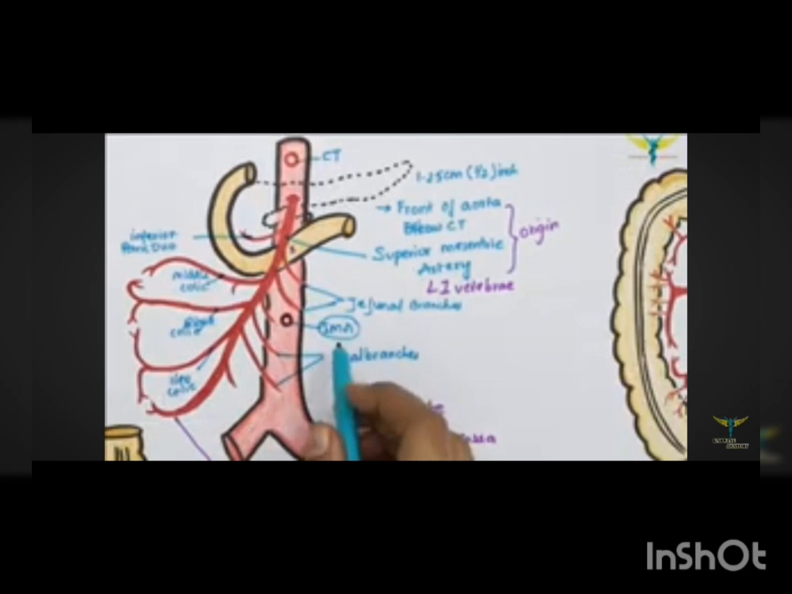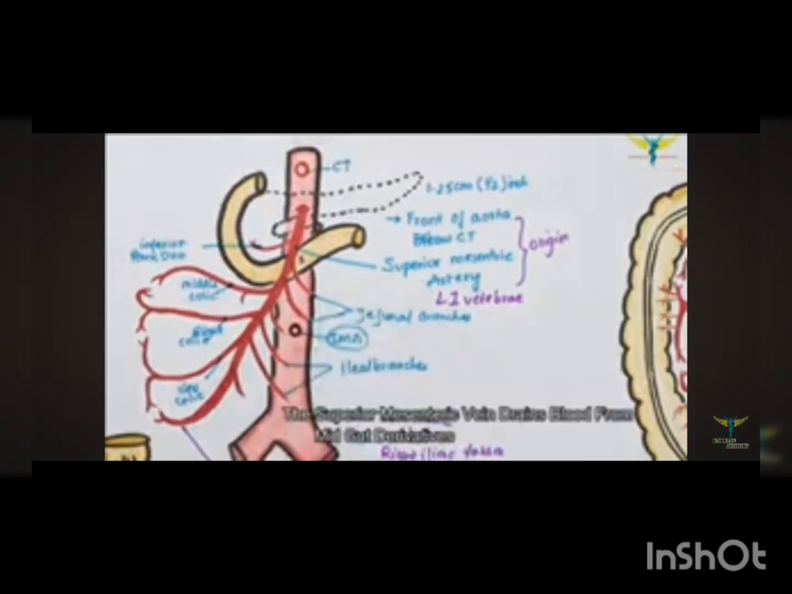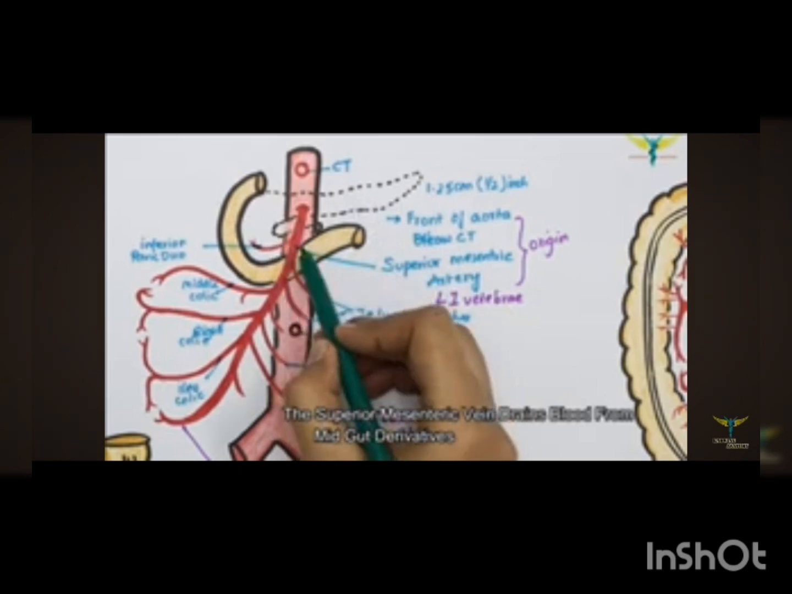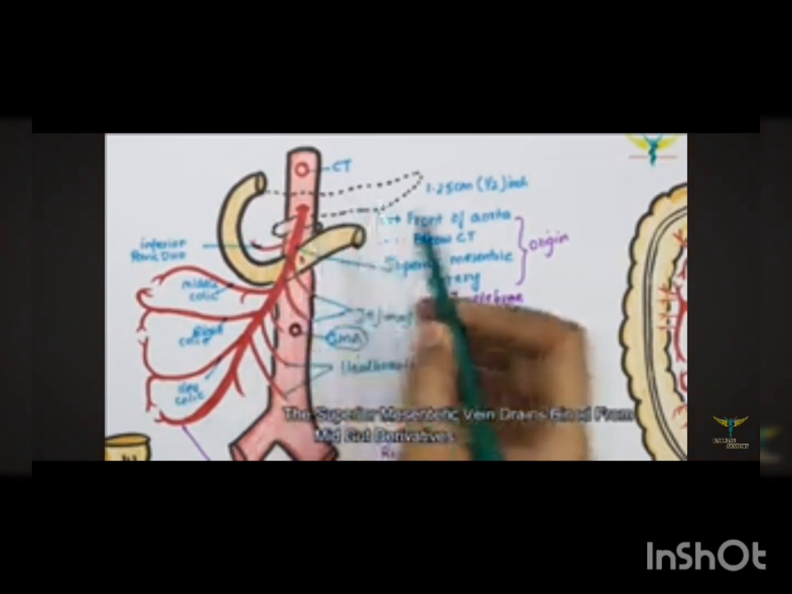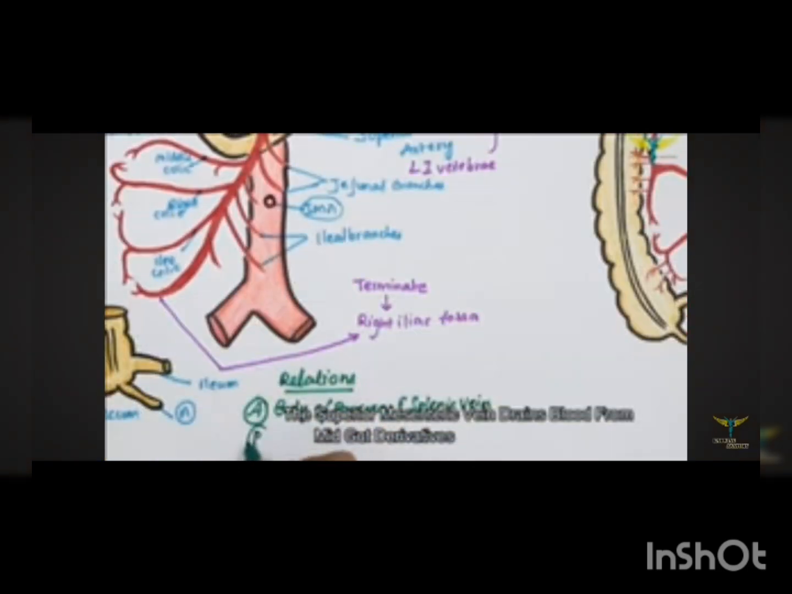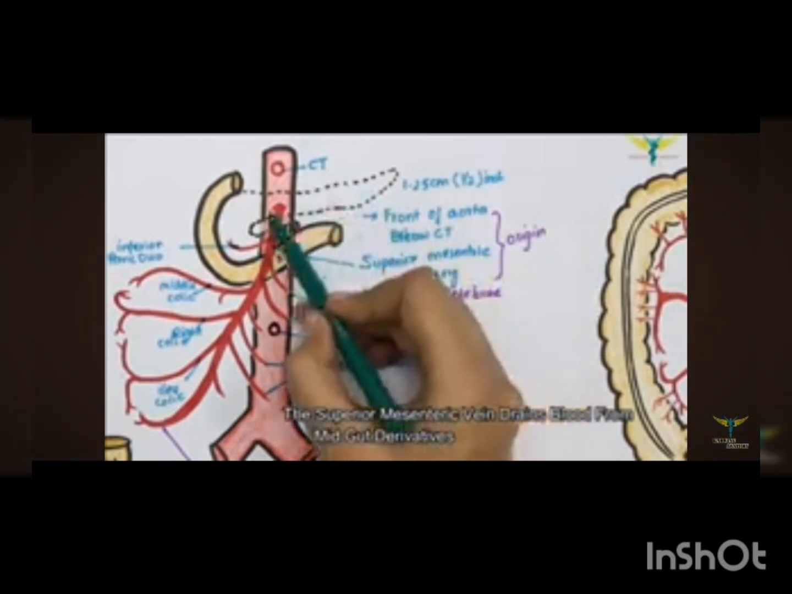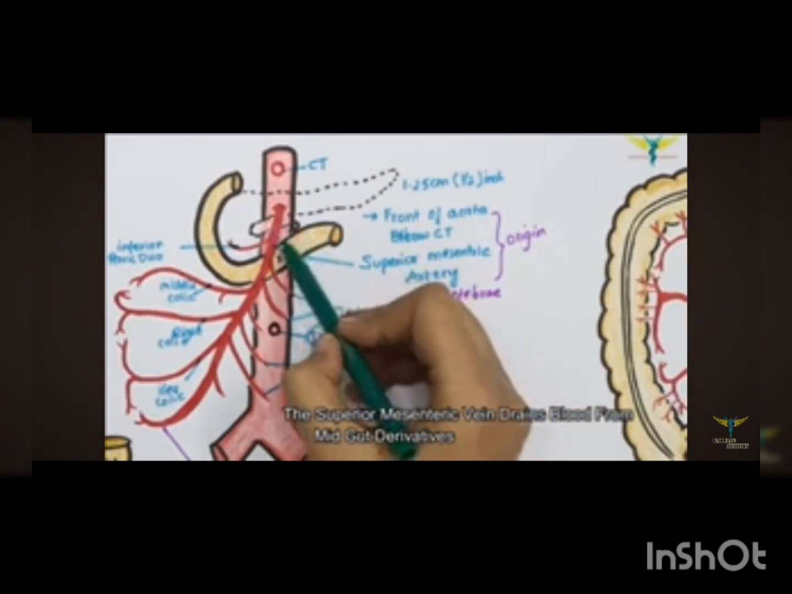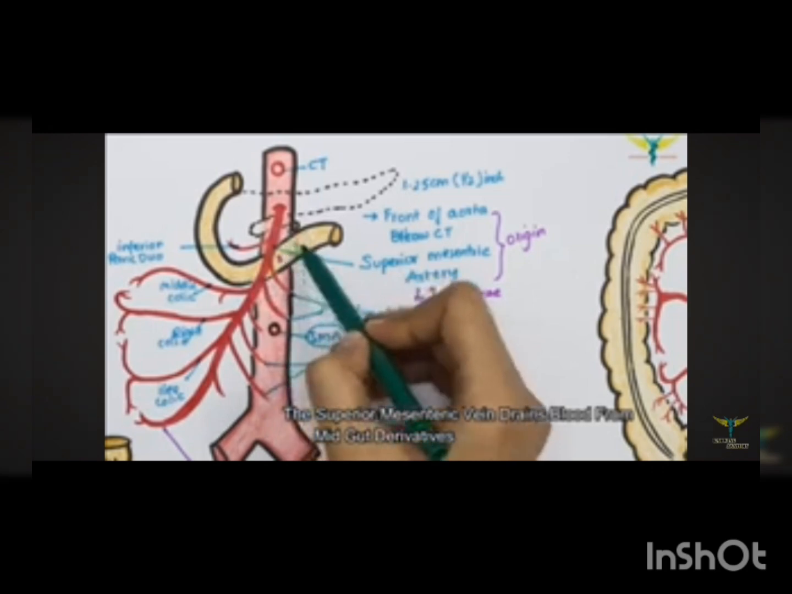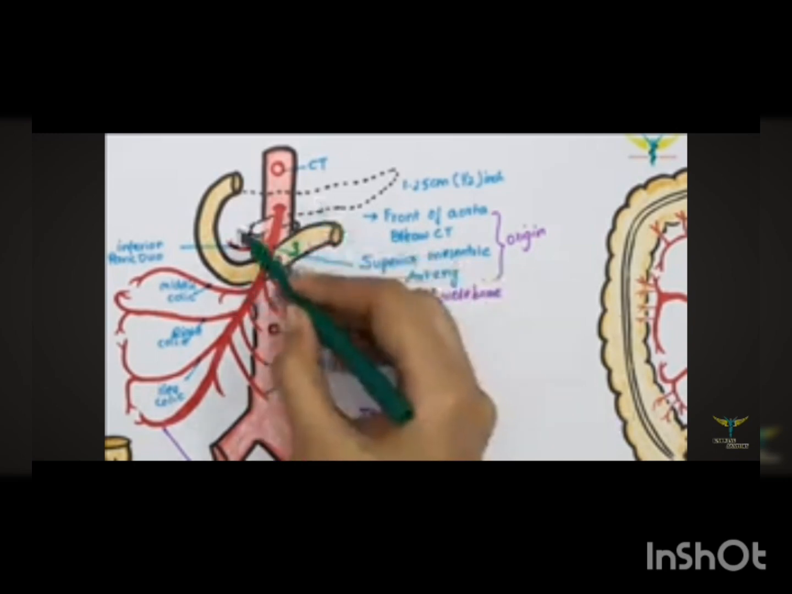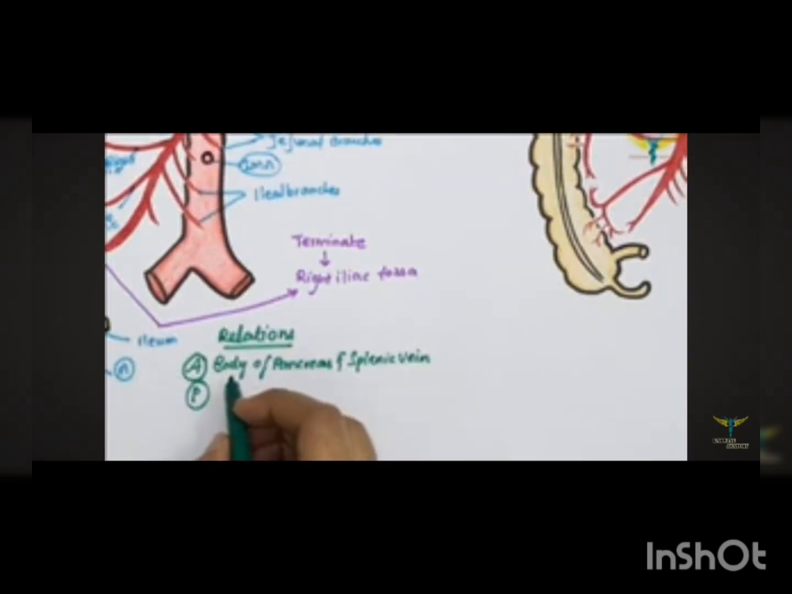So now let's discuss the relations. Anteriorly, from above, it is related to the body of the pancreas and the splenic vein. And posteriorly, from above, it is related to the left renal vein, the uncinate process of the pancreas, and the third part of the duodenum. The third part of the duodenum, the inferior vena cava, that is the IVC, and the right ureter, so these are the posterior relations.